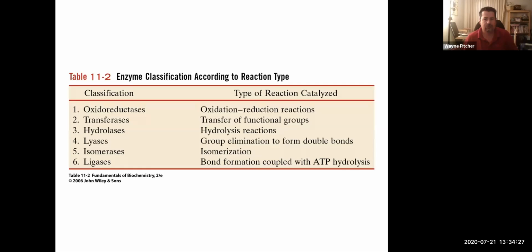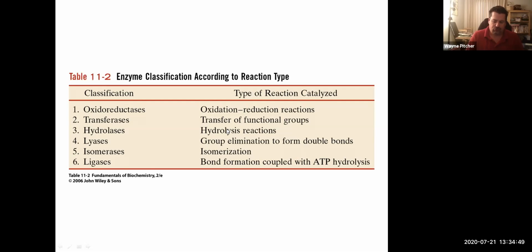We can see those in this slide here. There are 6 main categories, and the one that we're interested in is hydrolysis. So that's number 3 here. Those enzymes catalyze hydrolysis reactions, and serine proteases are an example of hydrolysis.